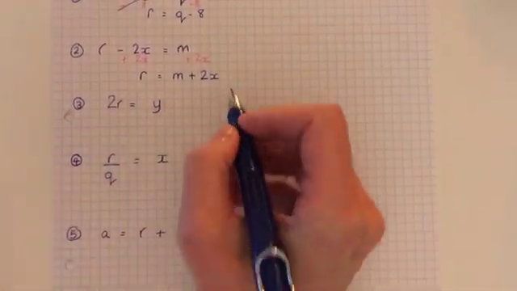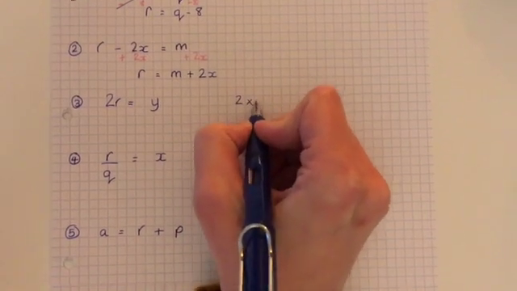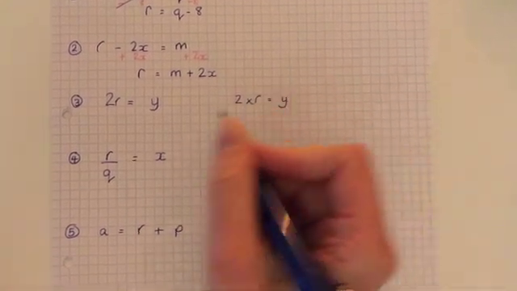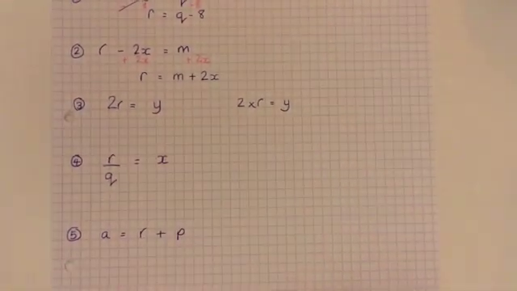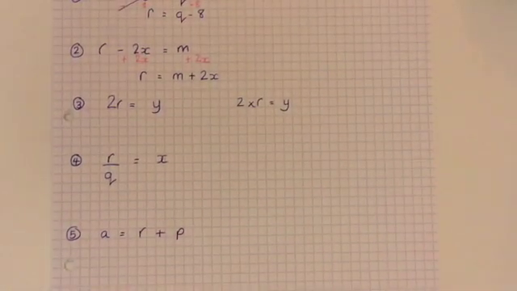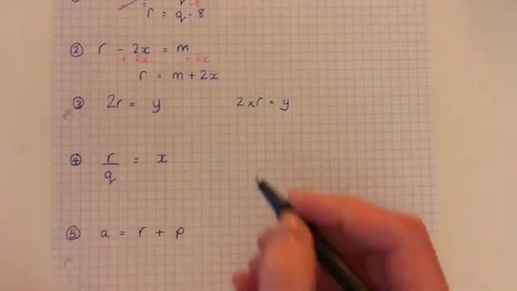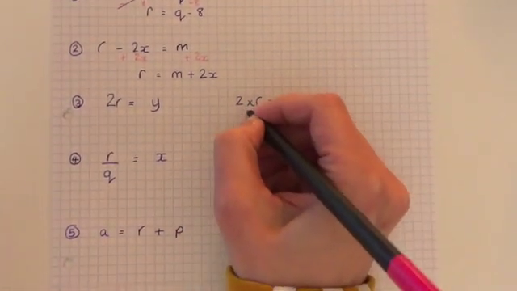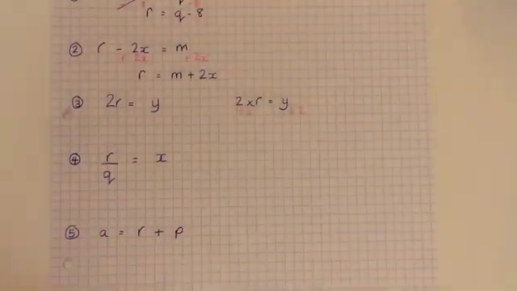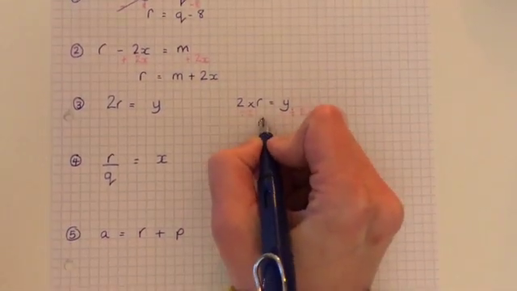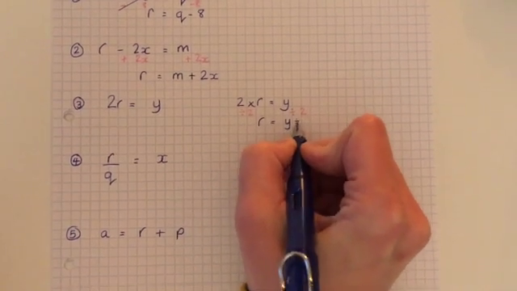2R equals Y. Well, we know that 2 times R is equal to Y. That's what the 2R means. We've got 2 times R. Okay? So to get rid of the 2 on this one, we would divide each side by 2. Okay? So what we have here is R equals Y divided by 2.